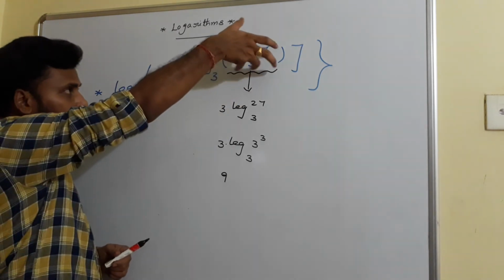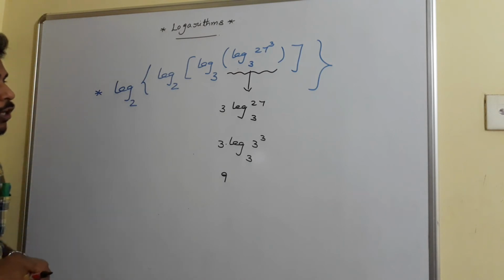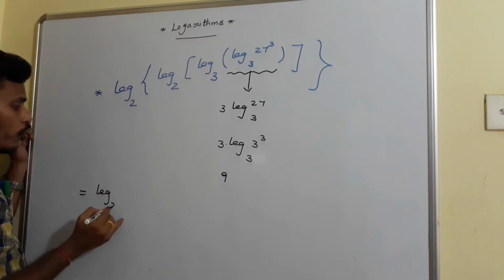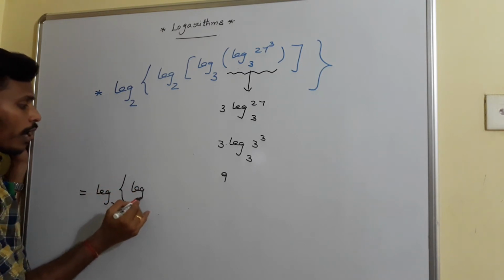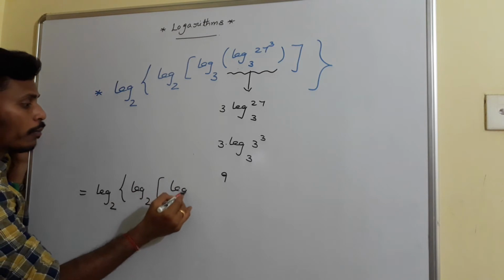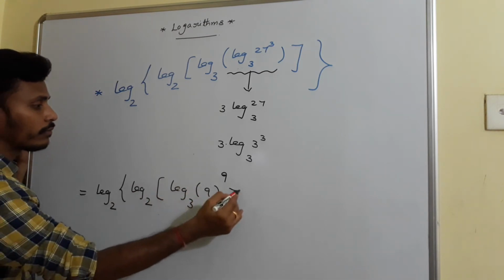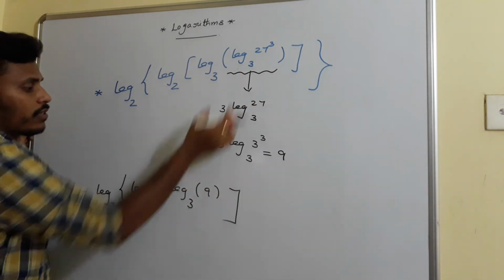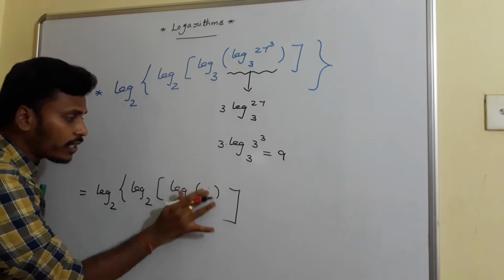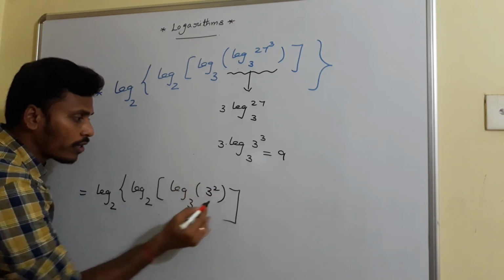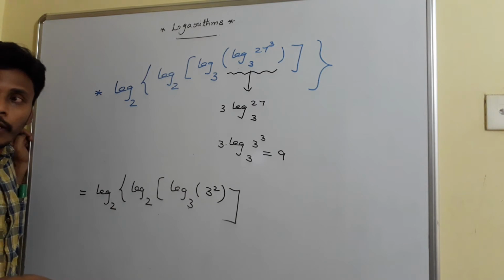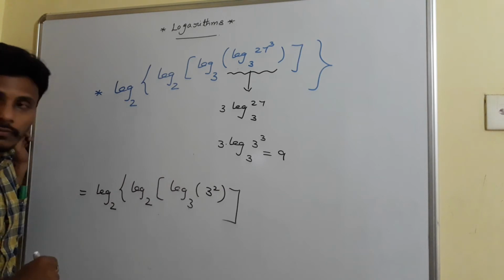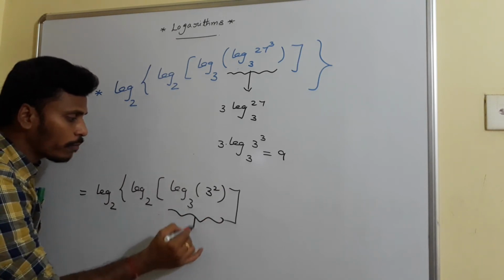So you need to replace this part with 9. If you replace that part with 9, how the problem will become? Just have a look here. This is equals to logarithm of 2, logarithm of 2, logarithm of 3 of 9. Is it clear? Since this is 9, so you just replace this value with 9. Now you just write this 9 as 3 square because here base 3 is involved, right? So since this is logarithm of 3 square base 3, again you have a chance to send this 2 out. Now you just try to simplify this value.